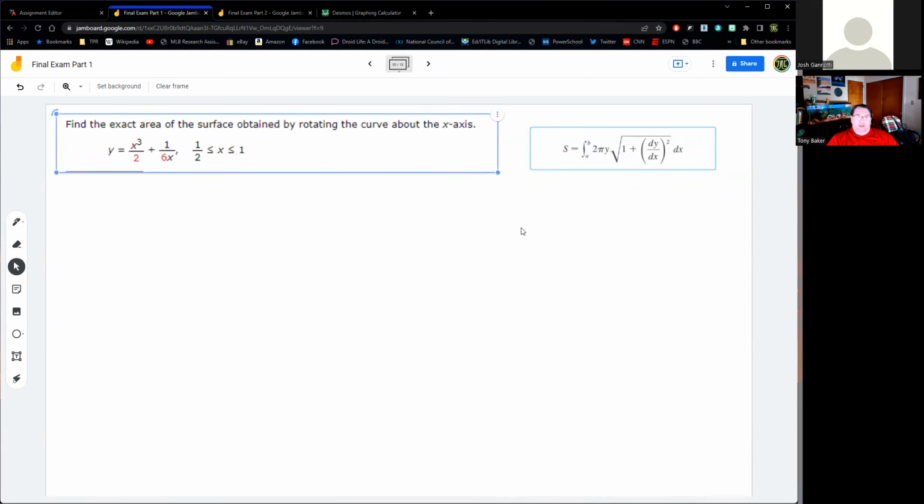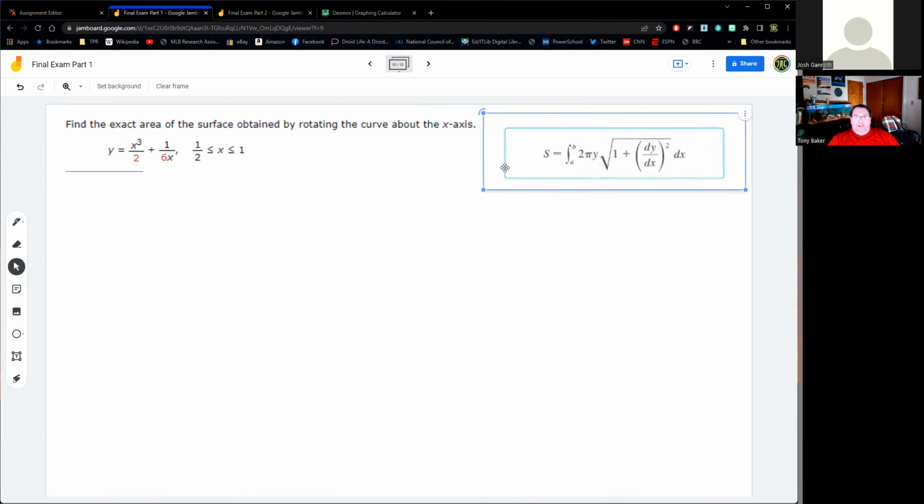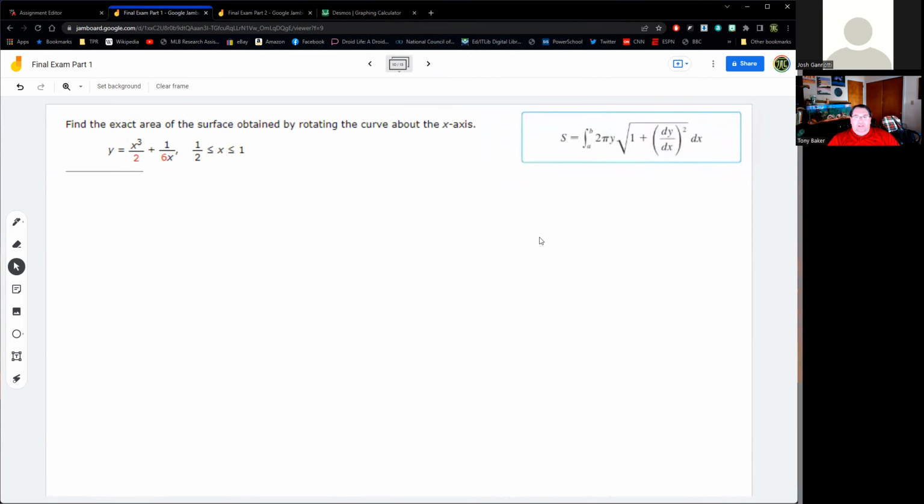Next one. Notice how this one says find the exact area. That means you're not going to be using a calculator for this one. So since this one says use the exact value, that's how you can tell the difference between ones that are going to make you use a calculator and ones that are not.